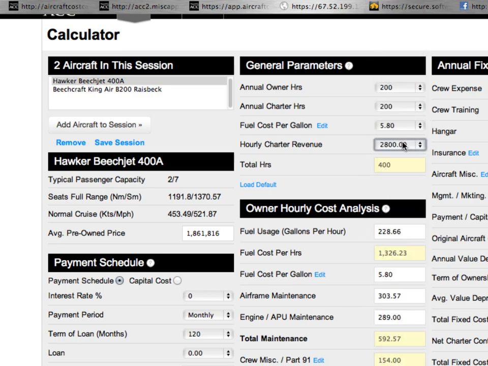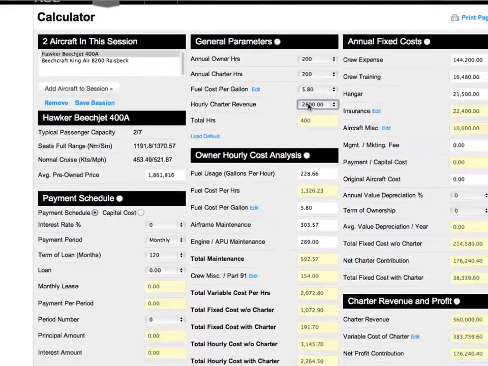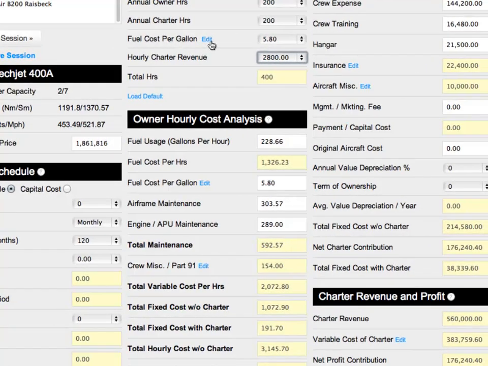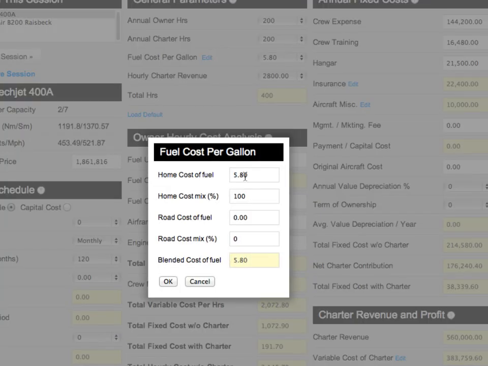So this $2,800, he told me that his management company was going to retail the 400A out for $3,600 an hour, and the net profit coming back to the owner would be $2,800 there. So that's how we came up with that number. Anything in white can change. You can change. Okay.